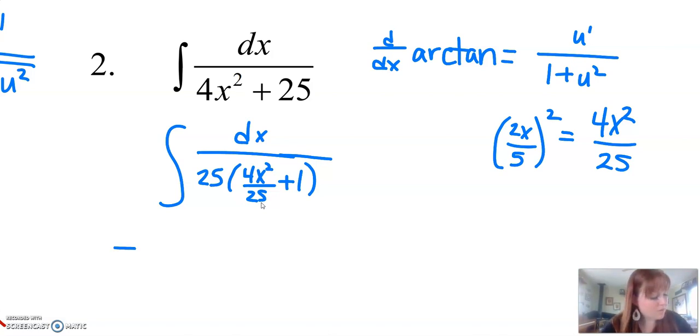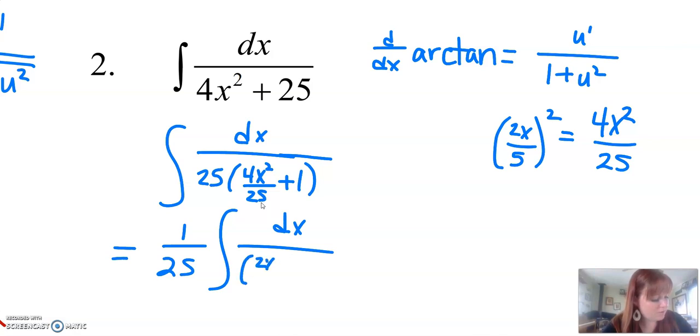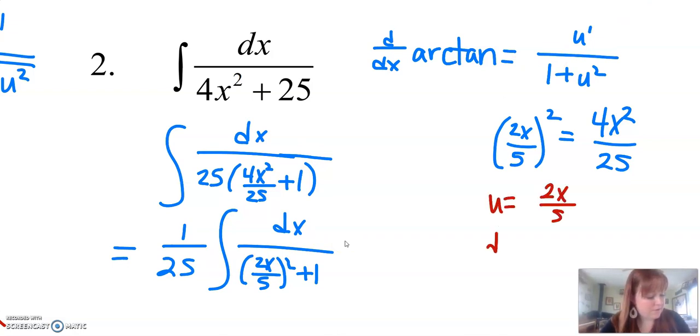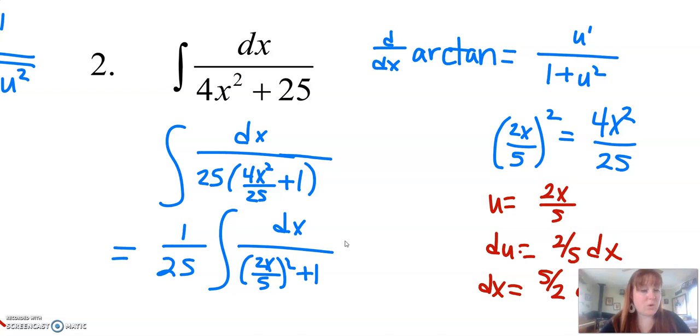So this is the same as, let's bring that 25 out here, 1/25 dx over 2x over 5 squared plus 1. Okay, so now we are in this form, right? We have u as 2x over 5, and we can now do a u substitution. So u equals 2x over 5, therefore du equals 2/5 dx, therefore dx equals 5/2 du. Okay, so let's go ahead and substitute back in.